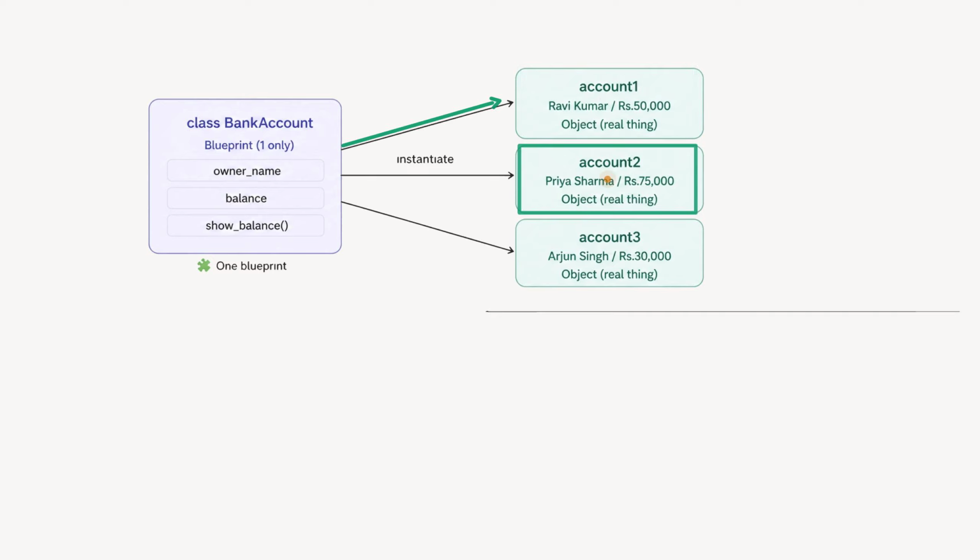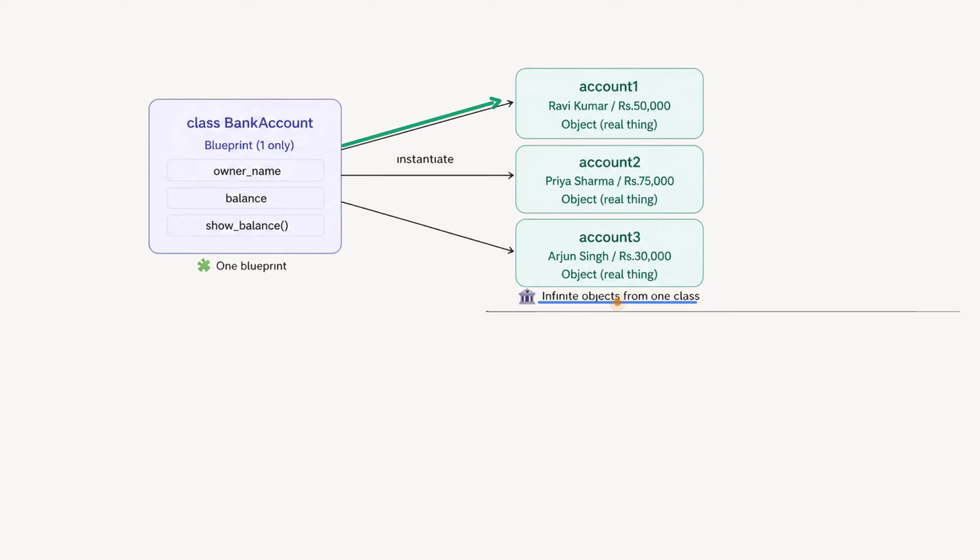The second account belongs to Priya Sharma with 75,000 rupees. And the third is Arjun Singh's with 30,000 rupees. This perfectly illustrates how one blueprint can manage infinite unique objects. Now, why is this so critical in the real world?